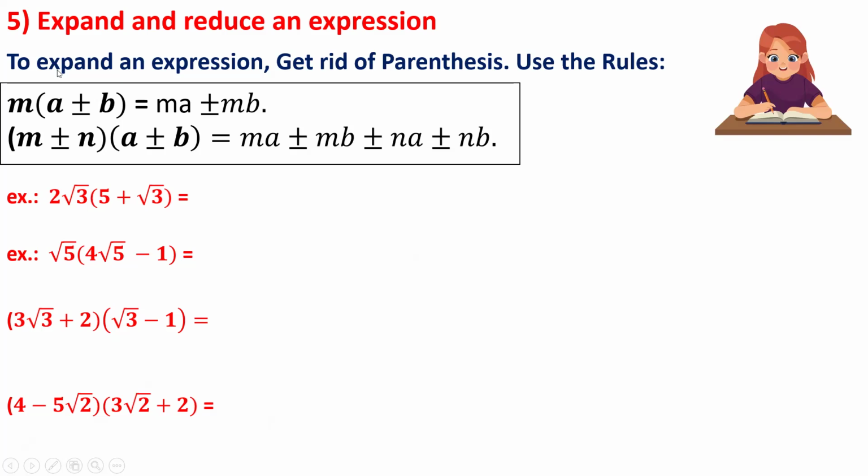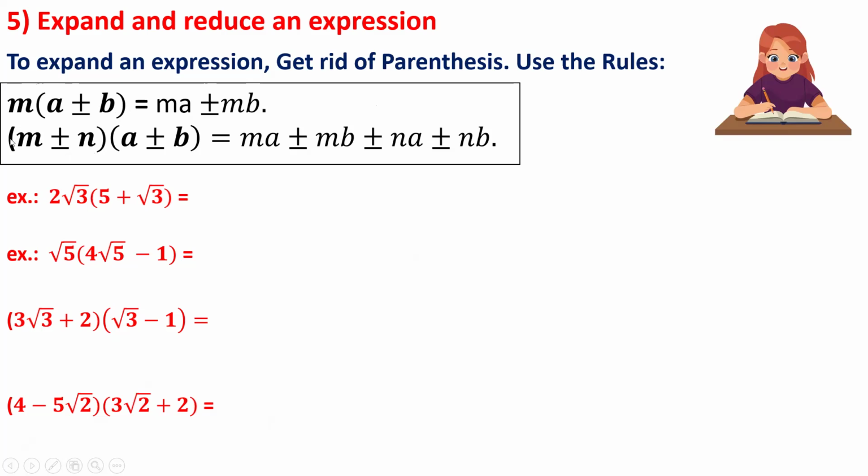So if I have m into a plus or minus b, we multiply the first by the first. M times a is ma, then m times b is mb. This rule is called one for all. So this one is multiplied by everything inside the parentheses. The second rule, which is a parenthesis times a parenthesis.